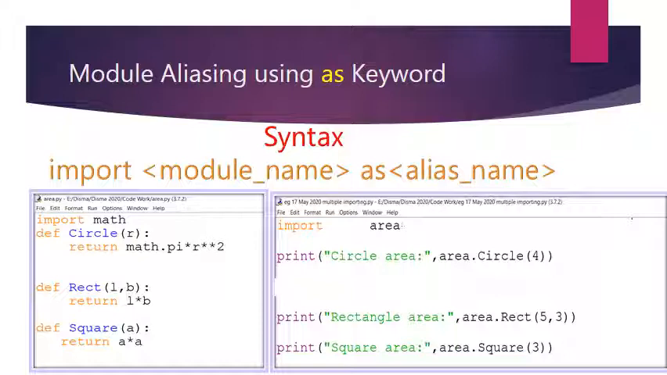See these two programs. In the first program I have imported math, and for calculating the circle, math.pi is being called and used. In the second program, import area is written, and in all three print statements I am using three functions of this particular module named area. For calling these functions, I have used area.circle, area.rect, area.square and so on. It will be a tedious task for a programmer when writing a lengthy program. So you can avoid this using the as keyword.